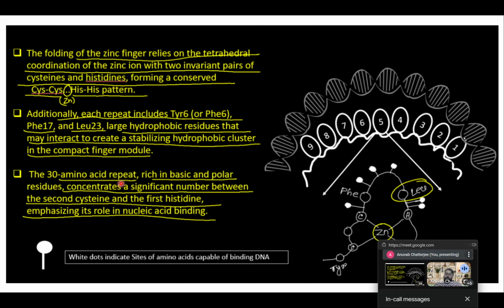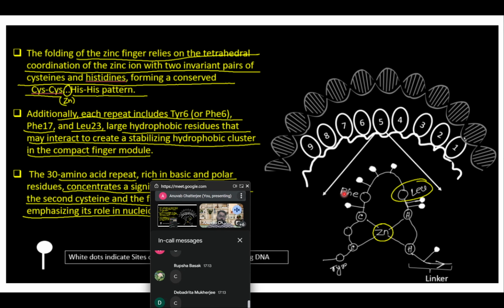The 30 amino acid repeat, rich in basic and polar residues, concentrates a significant number between the second histidine and the first histidine, emphasizing its role in nucleic acid binding. So essentially, the zinc finger has these four basic amino acids leading out from it. This is just the zinc finger motif, and it has these basic amino acids pointing out, and these are the ones that can actually bind to nucleic acids.